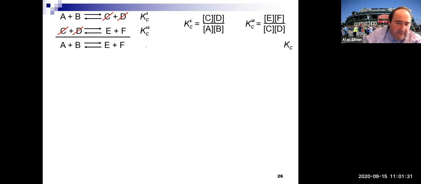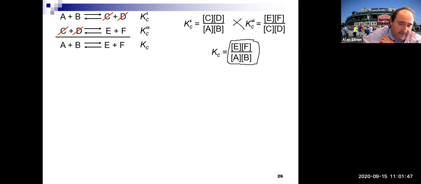And if we wrote the equilibrium expression for that, it would be E times F divided by A times B. Now, although we added both of these reactions together, what actually happens to the equilibrium constant is you multiply the K values together. When you multiply the K values together, C will cancel, D will cancel, and you will be left with E and F on top and A and B on the bottom.